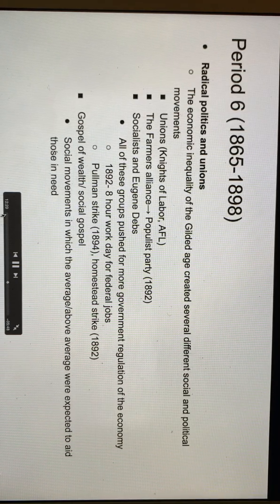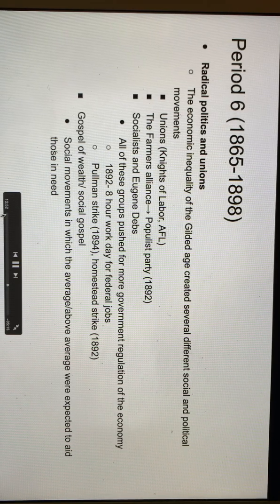The economic inequality of the Gilded Age created several different social and political movements. This includes unions, including the Knights of Labor and AFL, the Farmers Alliance, which eventually led to the Populist Party, and the Socialists and Eugene Debs. All of these groups pushed for more government regulation of the economy because there was really a lot of consolidation and inequality. They pushed for an 8-hour workday for federal jobs, and the Pullman strike and the Homestead strike were examples of inequality from business leaders.